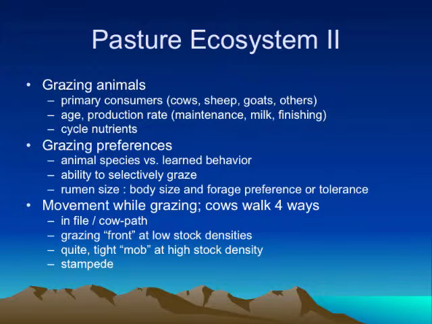The quiet, tight mob grazing is high stock density. That occurs somewhere around 40,000 pounds of beef animal per acre. So that'd be 30 cows on roughly an acre, okay? They'll go into that area, they'll stop, and they'll graze. Now, they'll move a little bit, but you'll see them standing there more than walking around. And then, of course, the stampede, okay?